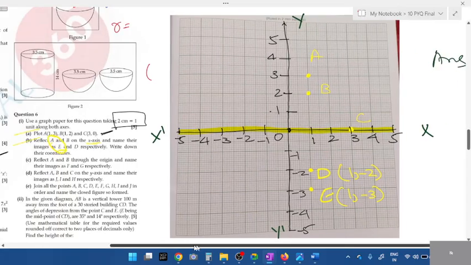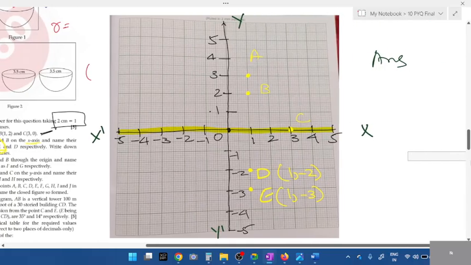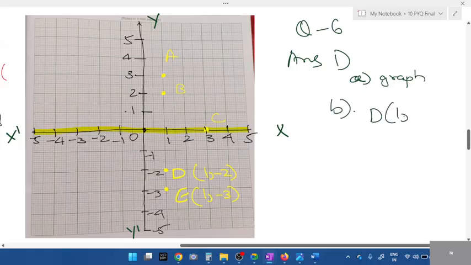What is this? Question 6. Question 6, first main, second B, first main B. You should write it like this. Right, question 6, answer 1. A, we plotted the graph. Just write graph A. Next, put B. They've asked us to find coordinate. D is equals to 1 comma minus 2. This should be in your main answer, students.